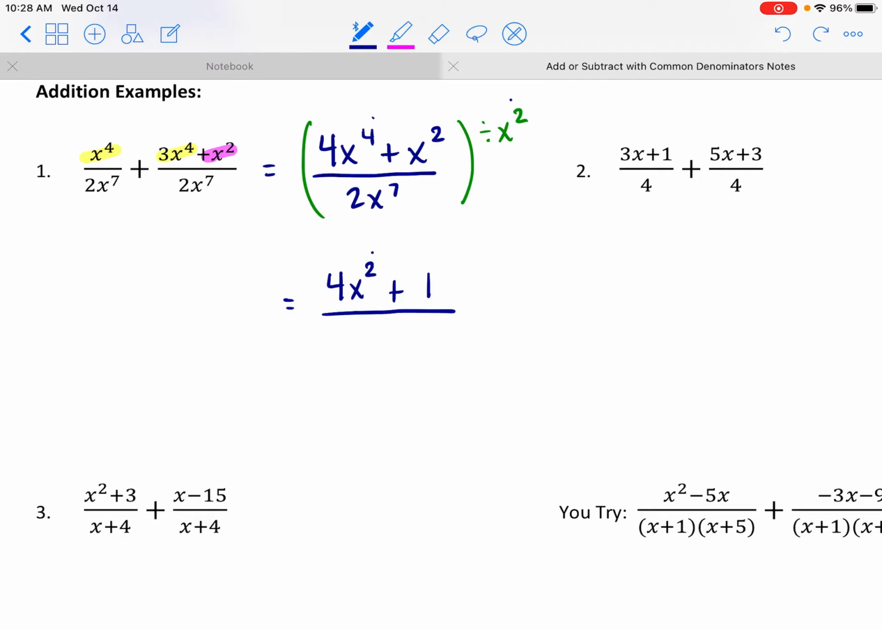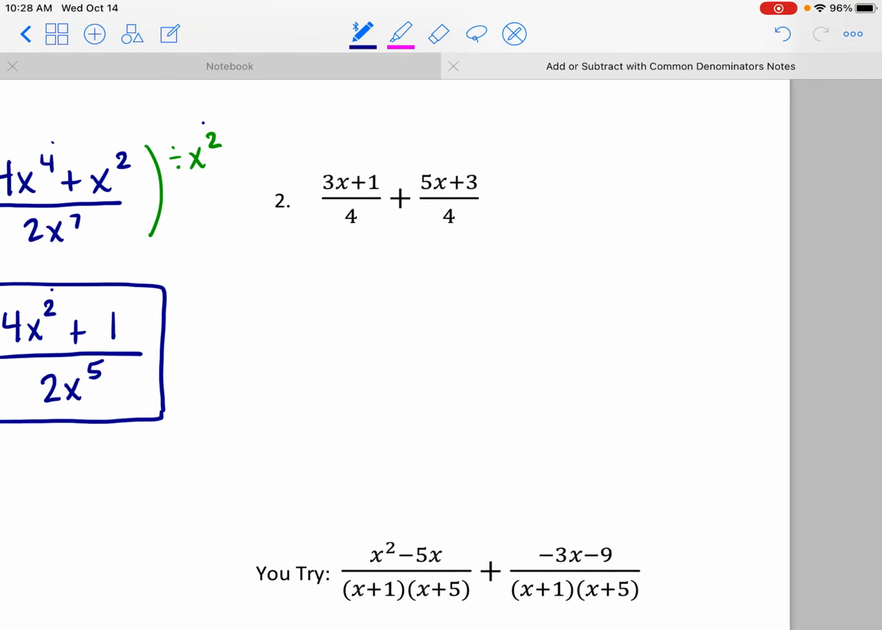And then on the bottom, 2x to the 7th divided by x squared is going to be a 2x to the 5th left over. And that's going to be it. The three terms in this fraction have nothing in common. We can't factor, so that's our answer. Okay? Alright, let's try again.